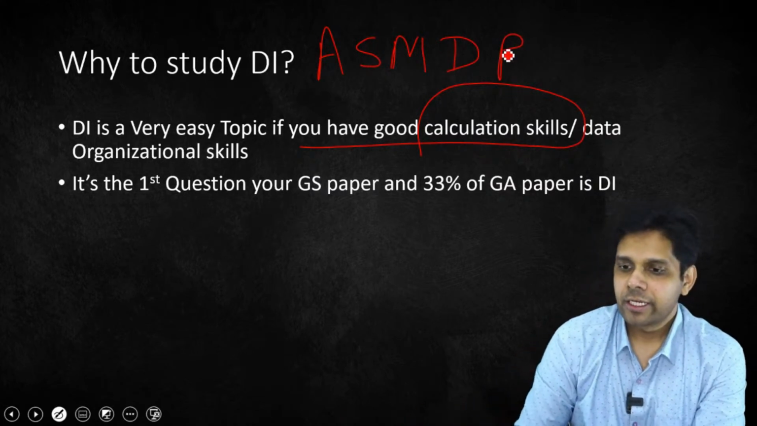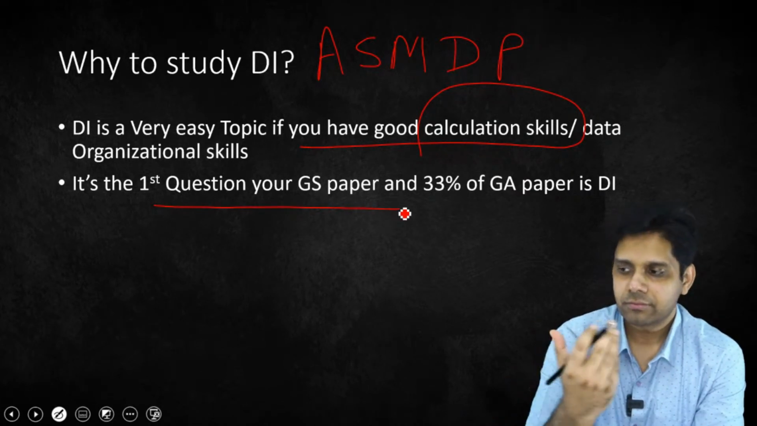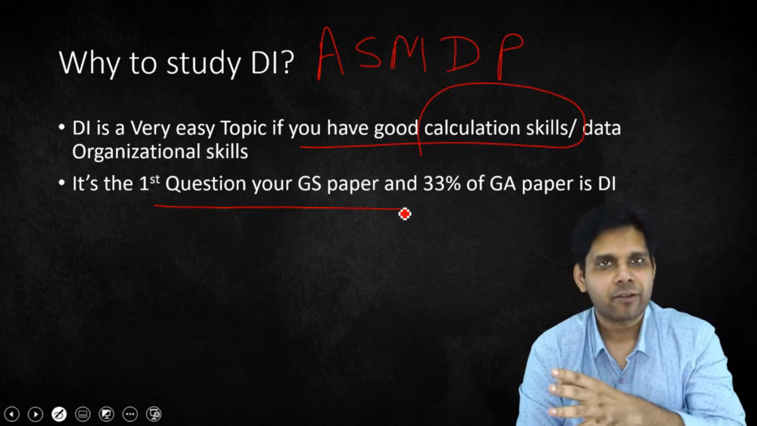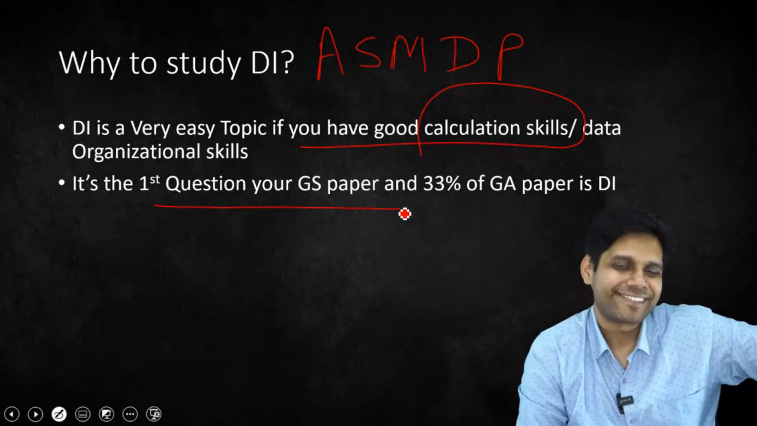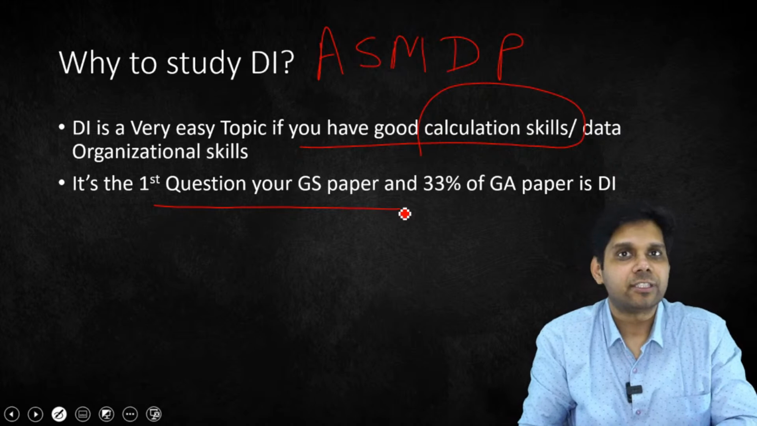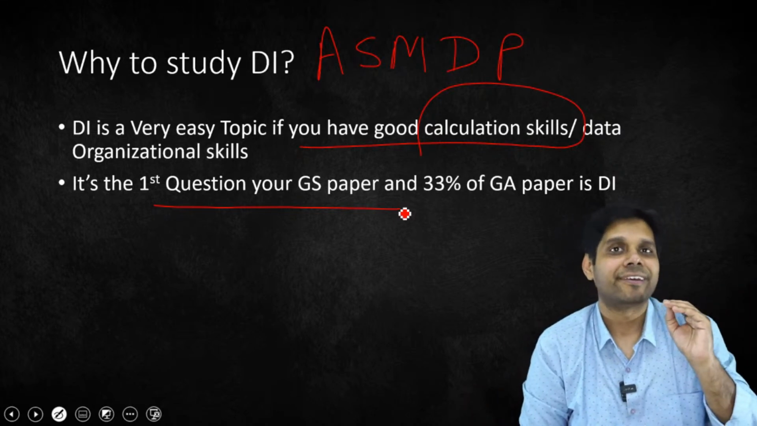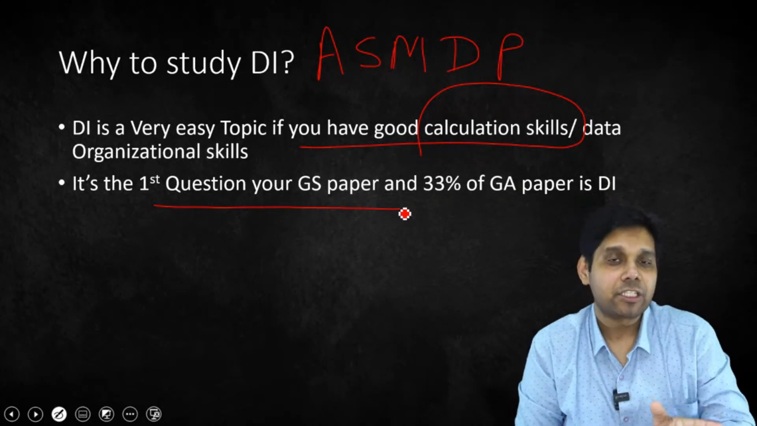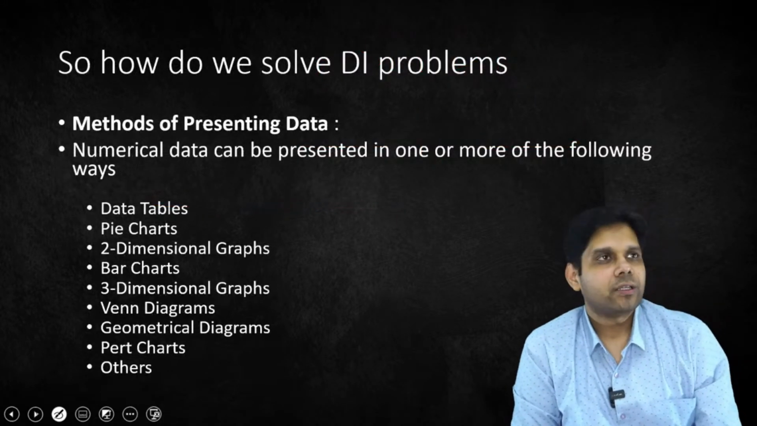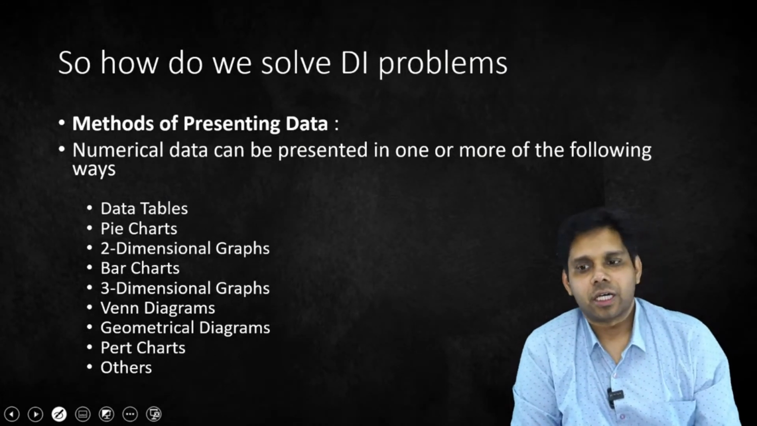Now, the first question of your GS paper, the general aptitude paper, 33% will be data interpretation. In the entire paper, if you see part C also, there will be data interpretation. And when you do your PhD, data interpretation again. When you write your thesis, you will realize, oh my God, what Shekhar sir taught me 6 years ago is applicable today. So whatever I'm teaching is not for today. I'm teaching you for 6 years from today. Clear? Now, how do we solve DI problems? There are various methods through which we represent data.